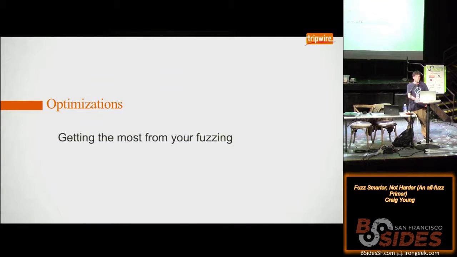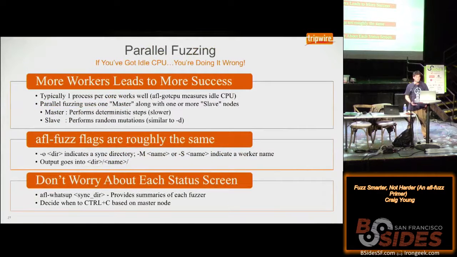So, how do you get the most from the fuzzer? There are a number of features that AFL offers for you. The first one that you're probably going to want to use is parallel fuzzing. If you have idle CPU on your box, you probably aren't getting the most out of your fuzzing operations. The way to resolve this is by taking advantage of the master-slave model that AFL offers. In this model, you typically have one master node, which is going to perform very deterministic fuzzing steps, and then you have one or more slave nodes, which are going to just perform random tweaks. The master is generally a bit slower, and the slaves are going to get through their cycles quite quickly, relatively speaking.